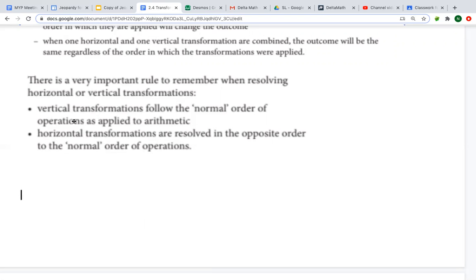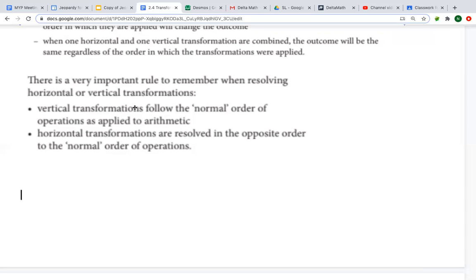So when we talk about these vertical transformations, they follow the normal order of operations. So we would do multiplication before we do adding or subtracting. Meaning we would do a compression, a vertical stretch or shrink before we would do a vertical shift up or down.